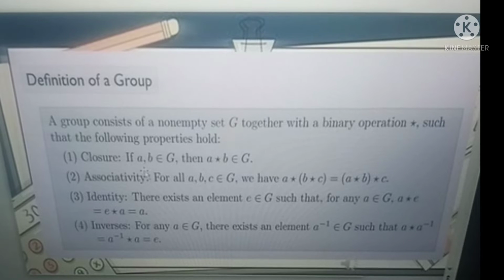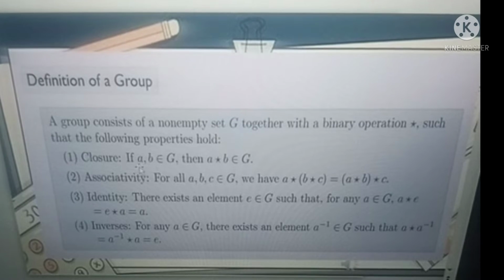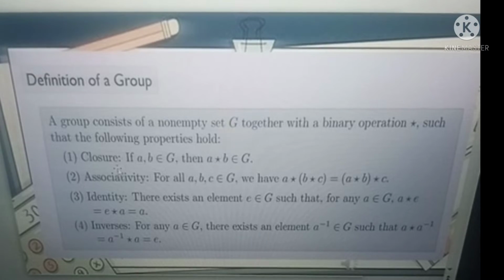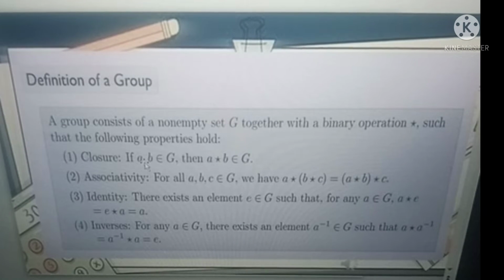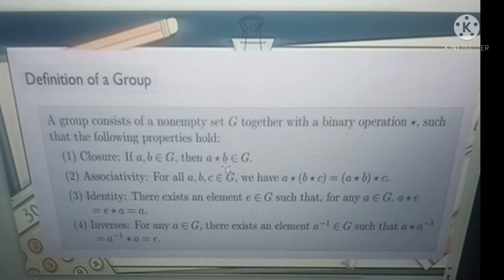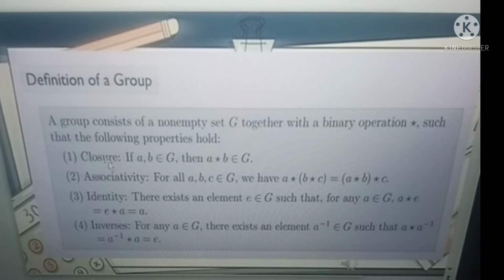Property 1, closure. The definition of closure: if A, B belong to the group G, then A star B also belongs to the group G. Meaning in a certain group we have two elements. If you perform the binary operation being used in the group on A star B, for example addition, then A plus B also belongs to the group G. So that is the meaning of closure.